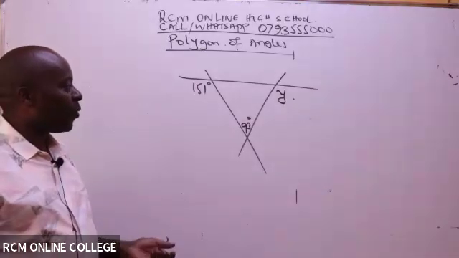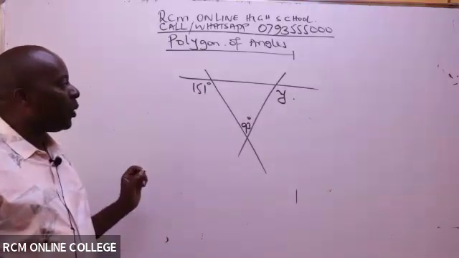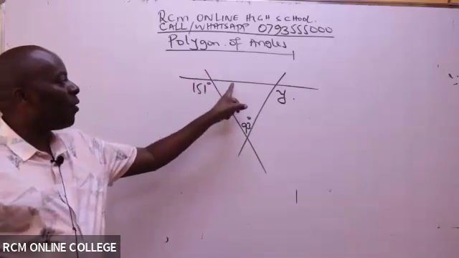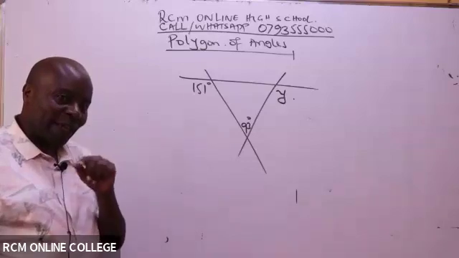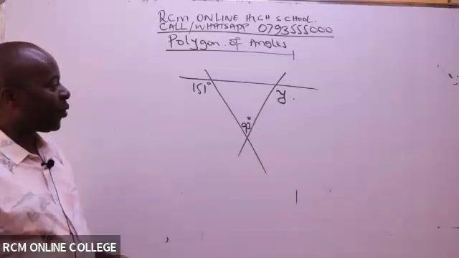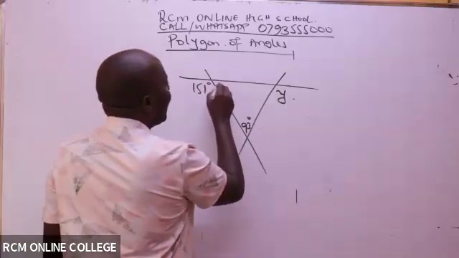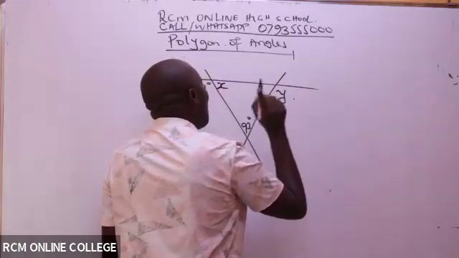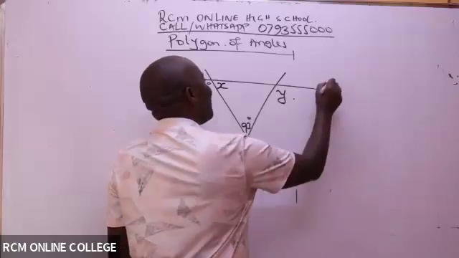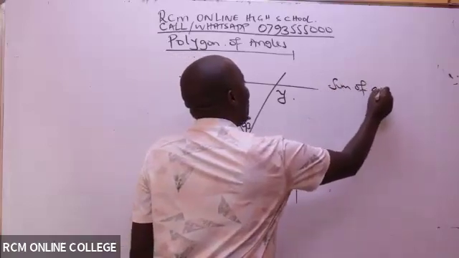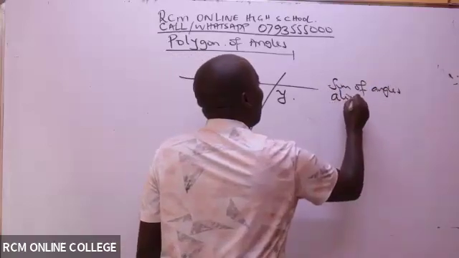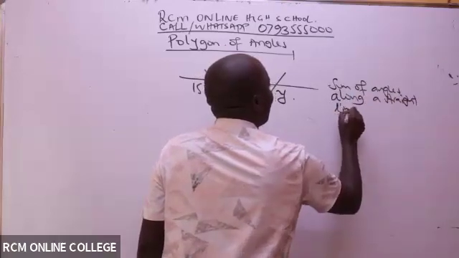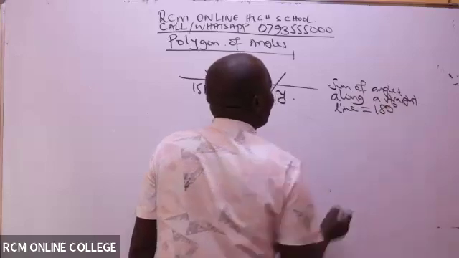How do we find this angle y? Very, very easy. What I will do, my friends, I will remember first of all the sum of angles along a straight line. If I call this one here x, I know the sum of angles along a straight line will always be equal to 180 degrees.